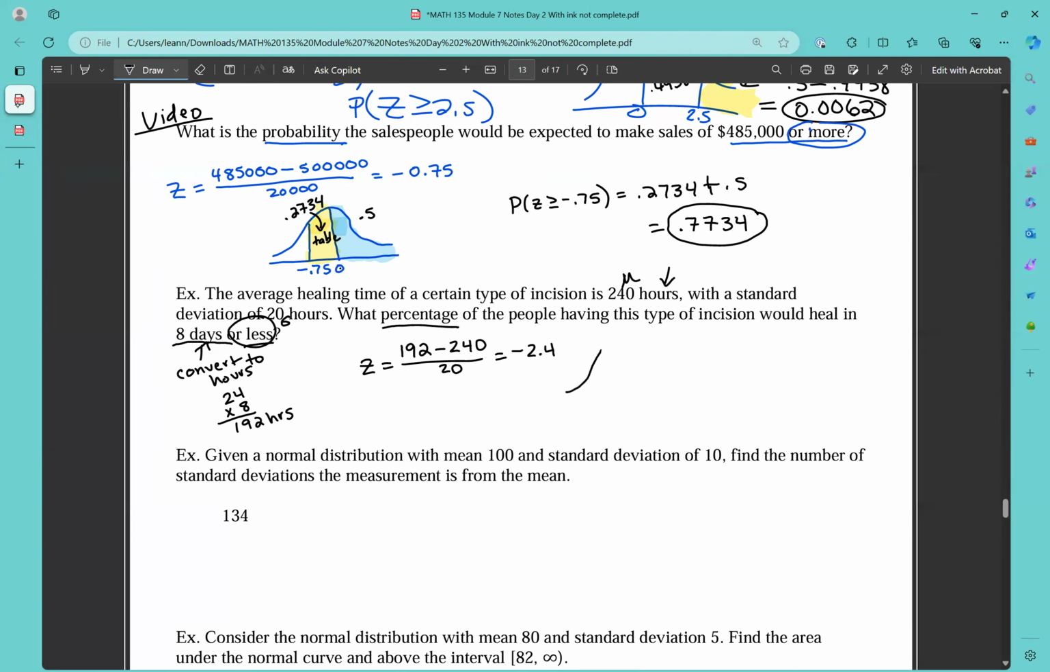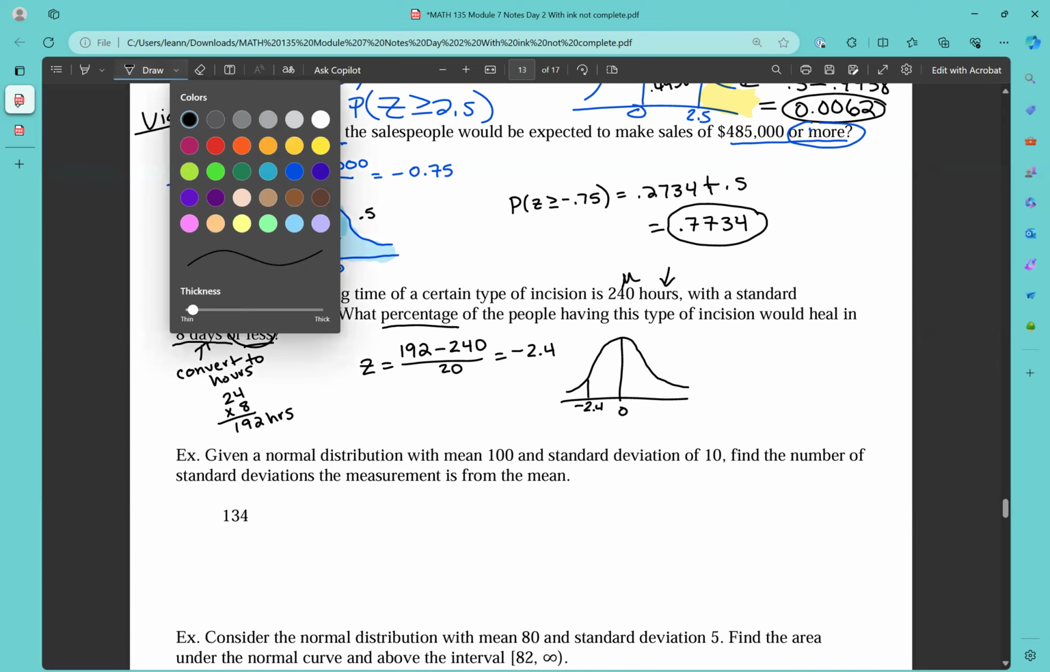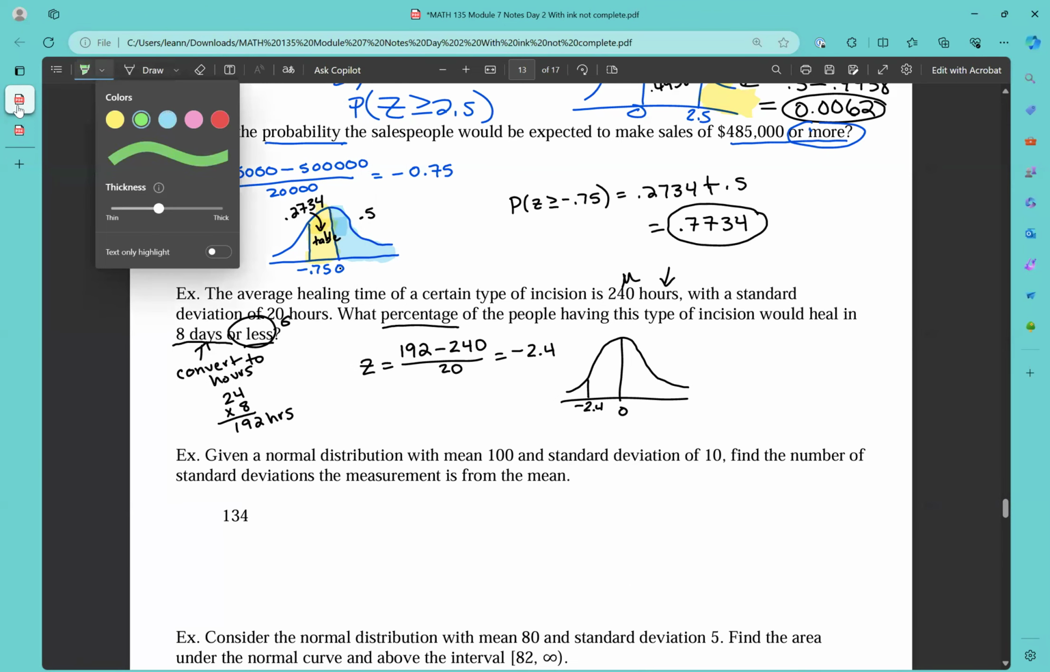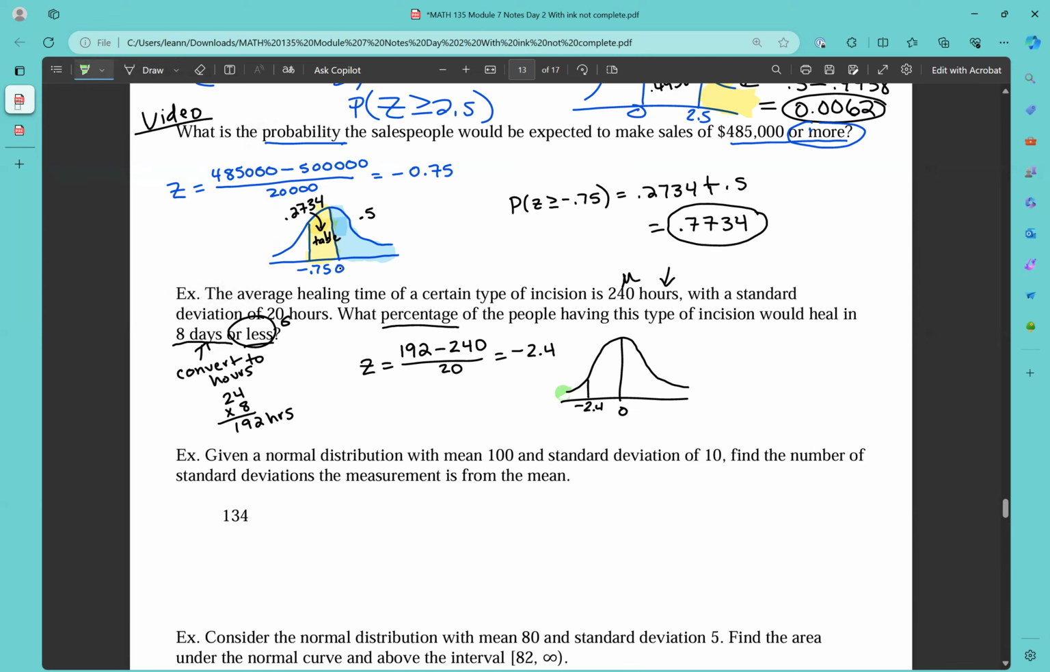So if you draw a picture, it's always helpful to draw the picture. We put our mean of 0 in the middle. Z-score this time is to the negative direction, so negative 2.4. And then we want to know the probability of, or the percentage, which is tied to the probability of it being less than 8 days. So less than the 192 or the negative 2.4. So we're actually looking for this area.